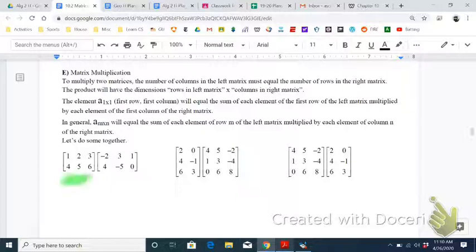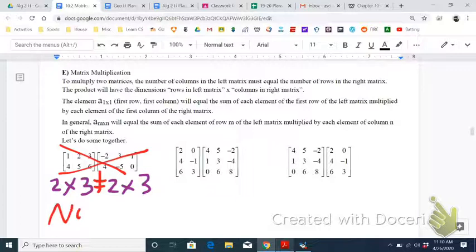This matrix right here is a 2 by 3, and this matrix next to it is also a 2 by 3. Since the number of columns on the left does not equal the number of rows on the right, you can't multiply these matrices. So not possible. A lot of times when you go to multiply matrices, you just can't do it. It's undefined. If these two numbers don't equal each other, you cannot multiply those matrices.